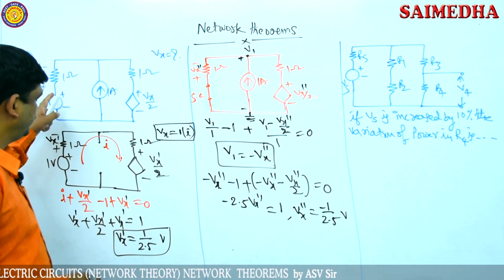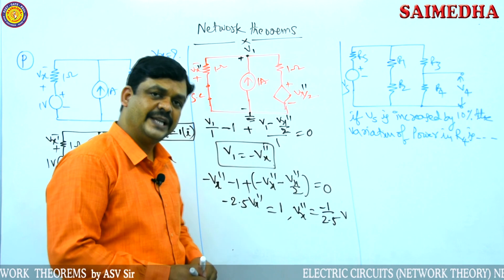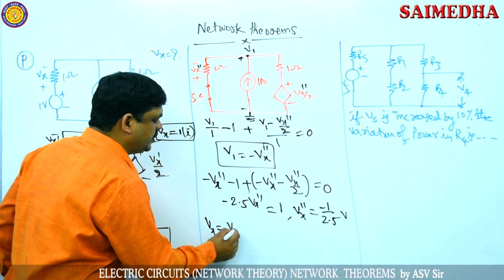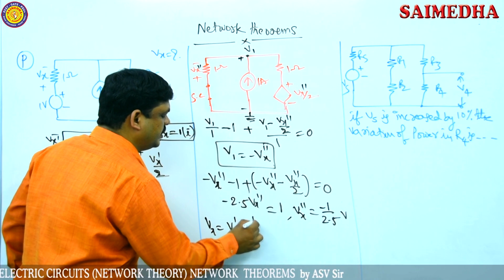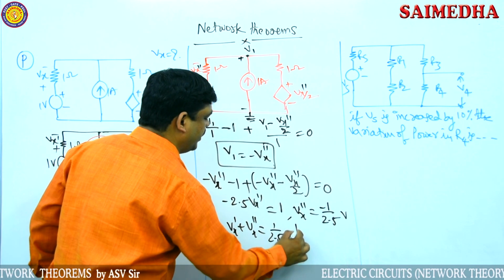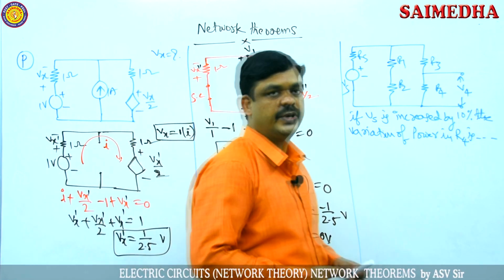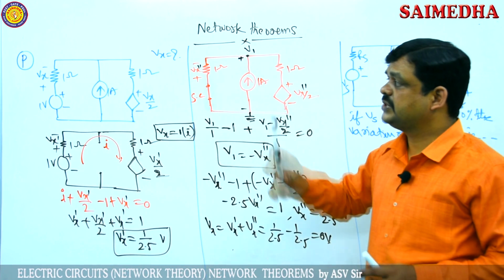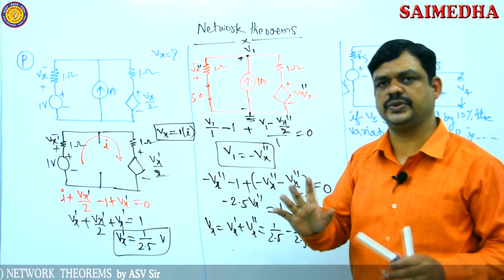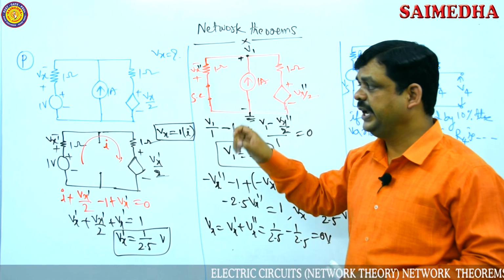So due to one source, here it is 1 by 2.5 volts, and due to the second source, minus 1 by 2.5 volts. Then according to the superposition theorem, the total response is equal to the sum of individual responses. If you apply these two, 1 by 2.5 and minus 1 by 2.5, then directly how much is it here? 0 volts. So according to the given problem, Vx is the voltage across this point, which is 0 volts.